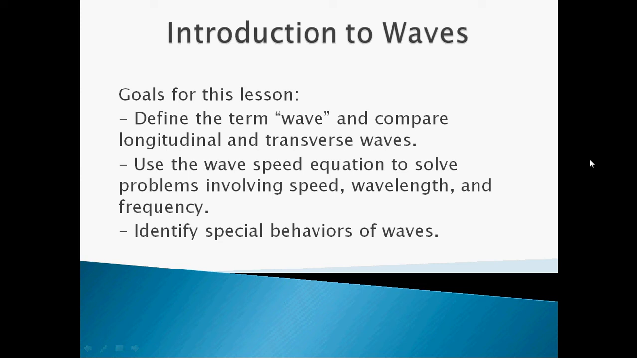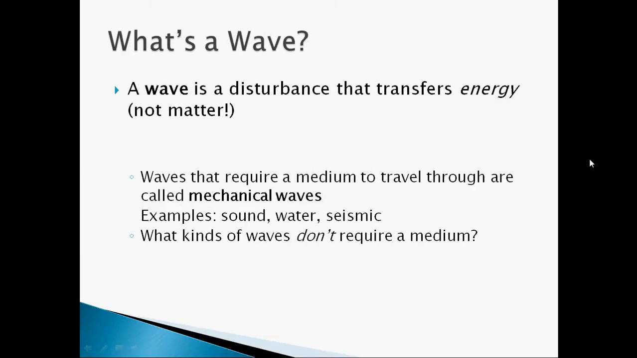First, talk about what a wave actually is and compare two different types of waves, which are called longitudinal and transverse. Our second goal is to look at the wave speed equation and how we can use that to solve problems that involve wavelength and frequency. And then our last goal will be to look at different behaviors and interactions of waves that end up getting some pretty cool results. All right, so let's dive right in.